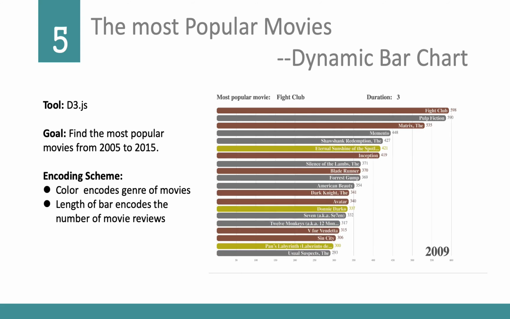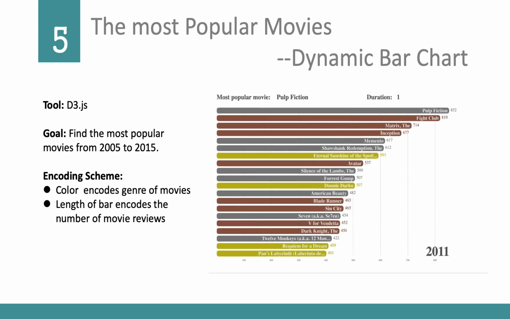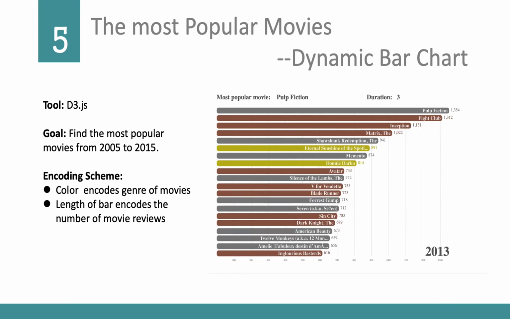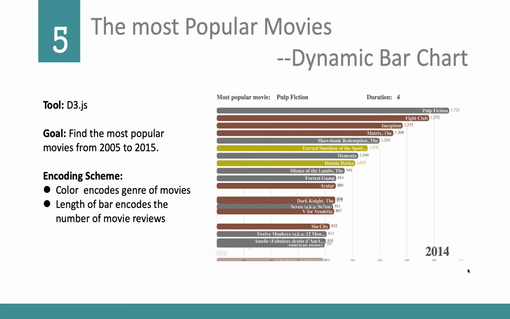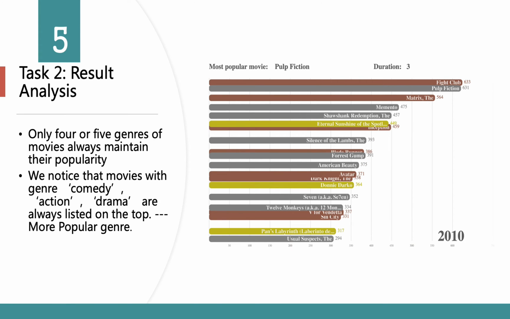We use D3 tools to make a dynamic bar chart which changes over time. In this bar chart, we show top 20 popular movies, which are represented by 20 horizontal bars. The colors of bars encode the corresponding genre of movies. Different lengths of bars encode different number of movie reviews. Through this data visualization, we can get the most attractive movie every year.